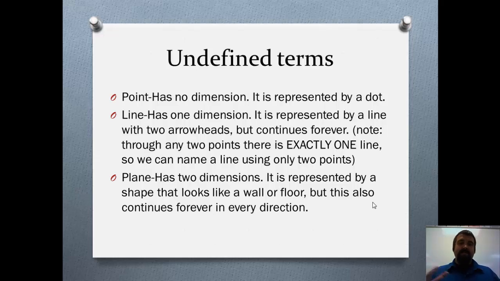A plane has 2 dimensions and is represented, again, by a quadrilateral. Generally we'll draw a parallelogram. It also continues forever in every direction. It's basically like a wall without end, or a floor that never stops. But we just draw a quadrilateral. Please note, through any 3 points, there's only one plane.